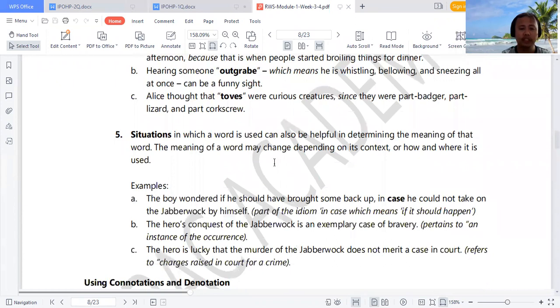How about situations? The situation in which a word is used can also be helpful in determining the meaning of that word. The meaning of a word may change depending on its context or how and where it is used. Examples, letter A: The boy wondered if he should have brought some backup, in case he could not take on the Jabberwock by himself. So part of the idiom in case, which means if it should happen.